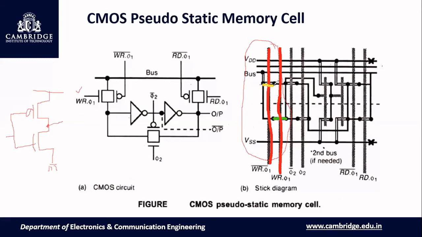So there is another transistor. By crossing P plus diffusion over poly we get a transistor, that is WR.51 bar. Okay, first transmission gate. Here they are connected in parallel. You can connect these two in parallel. That's it. And here one end can be connected to bus.